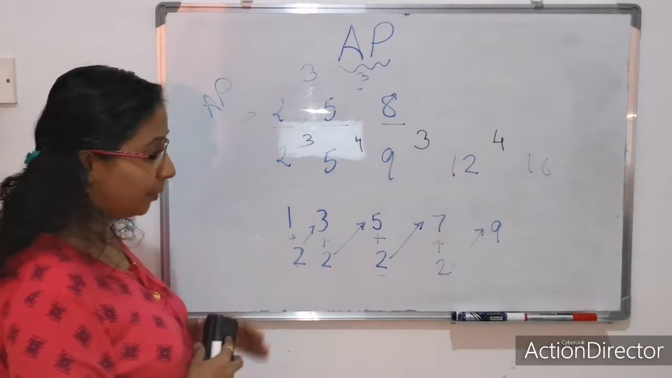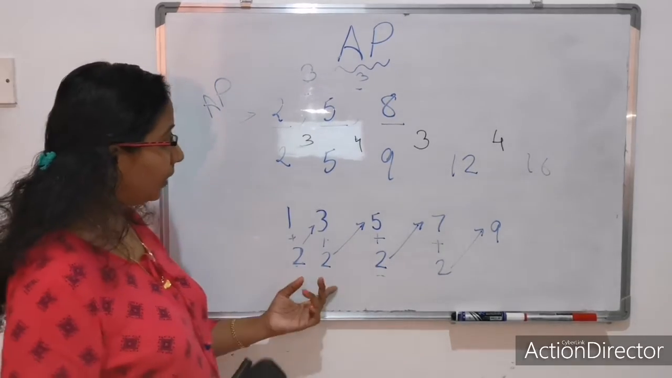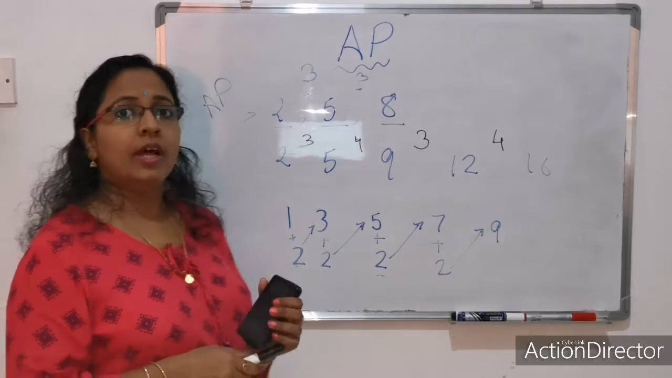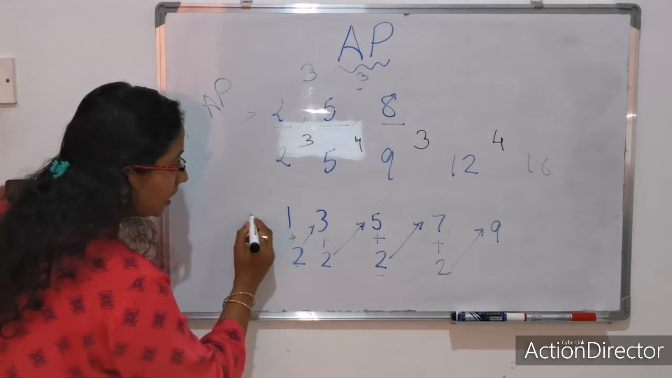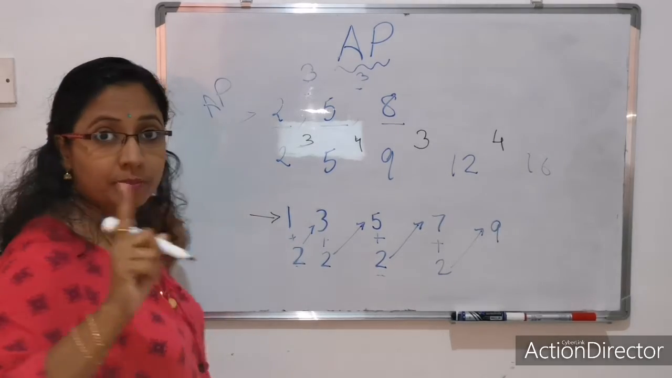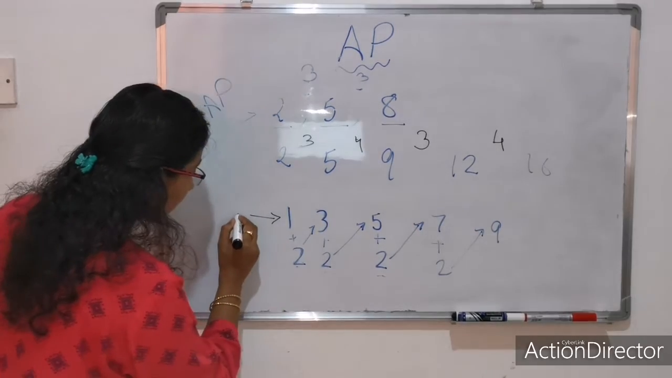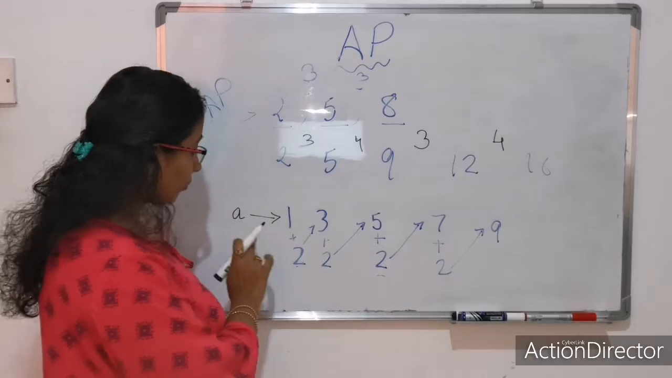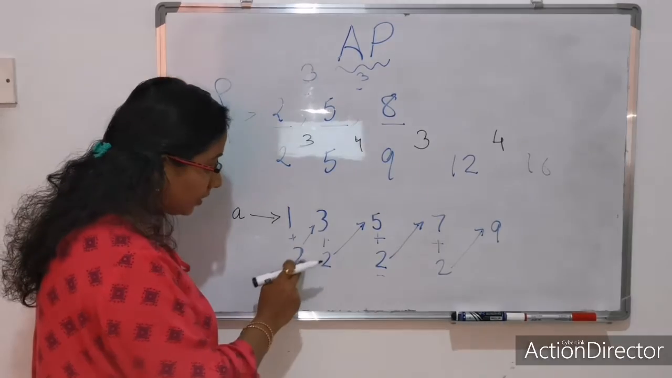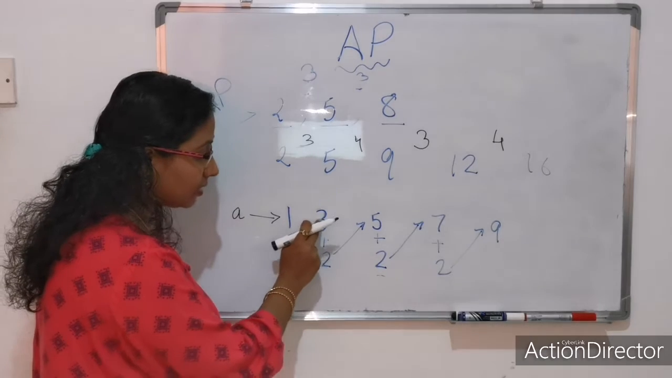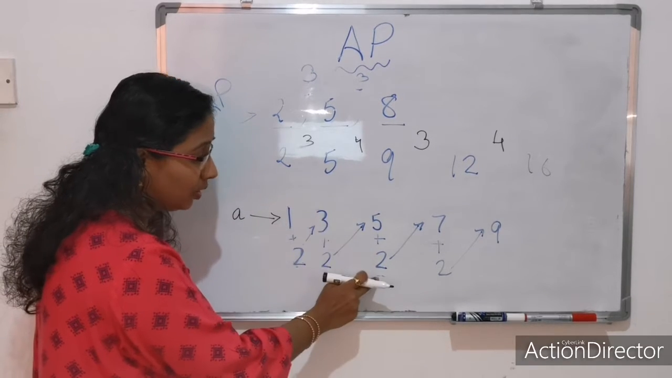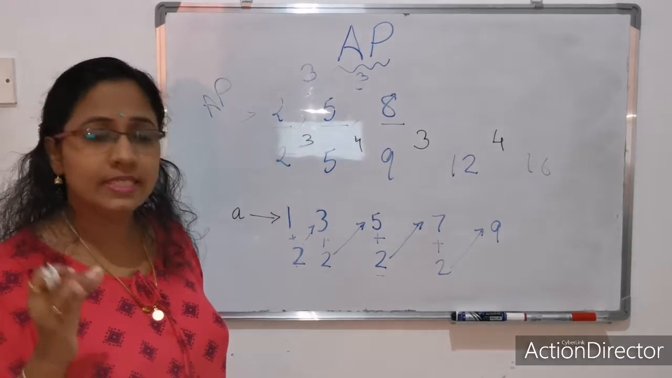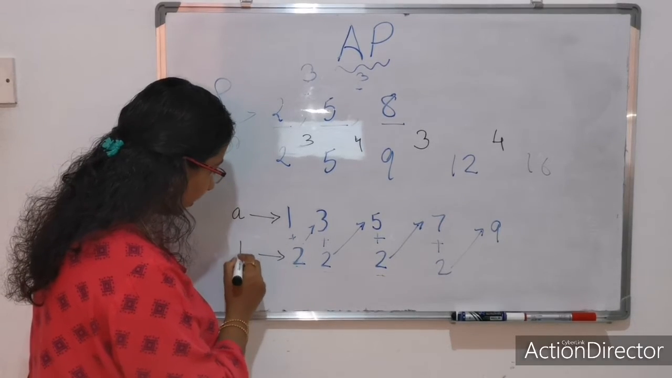A sequence in AP can be created only in this way: you are adding any amount, any number. Now, the main thing is, this term is known as the first term. The first term of an AP is always known as A. And the difference, that is 3 minus 1, 5 minus 3, 2, it is a difference. So the difference is known as D.